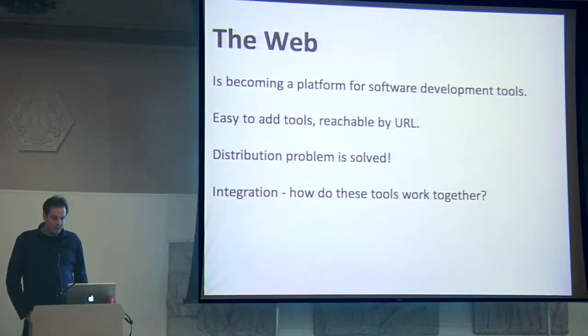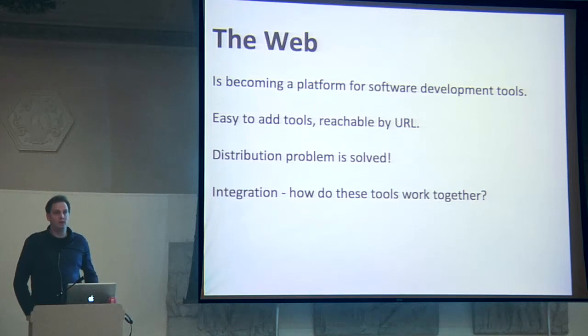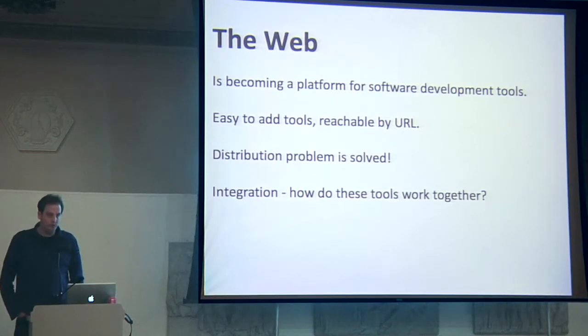So I think the web is becoming a platform for software development tools because all these things are part of the software development workflow. And it's really easy to add those tools, and you just get to them by URLs. And the distribution problem is solved as long as those things run in all the browsers. And the big open problem is integration. How do these tools work together?